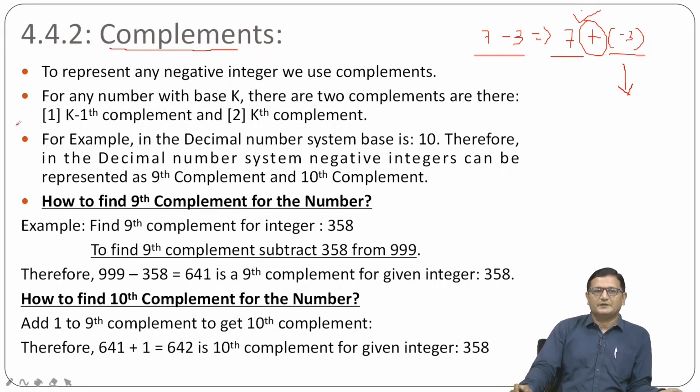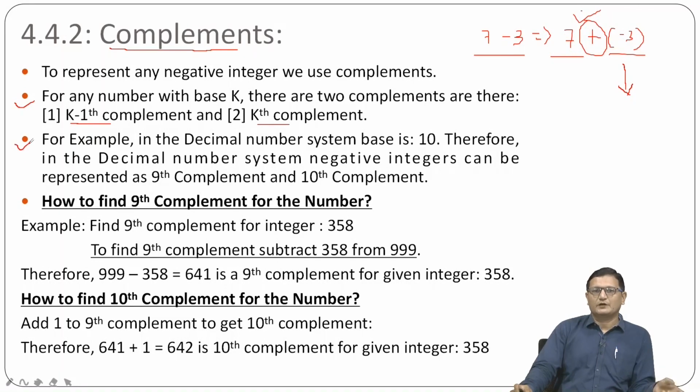Suppose we talk about any number system whose base is k. There are two types of complements: the (k minus 1)th complement and the kth complement, right. Now, you may say, okay sir, these things are not clear. So, we'll go ahead with an example.